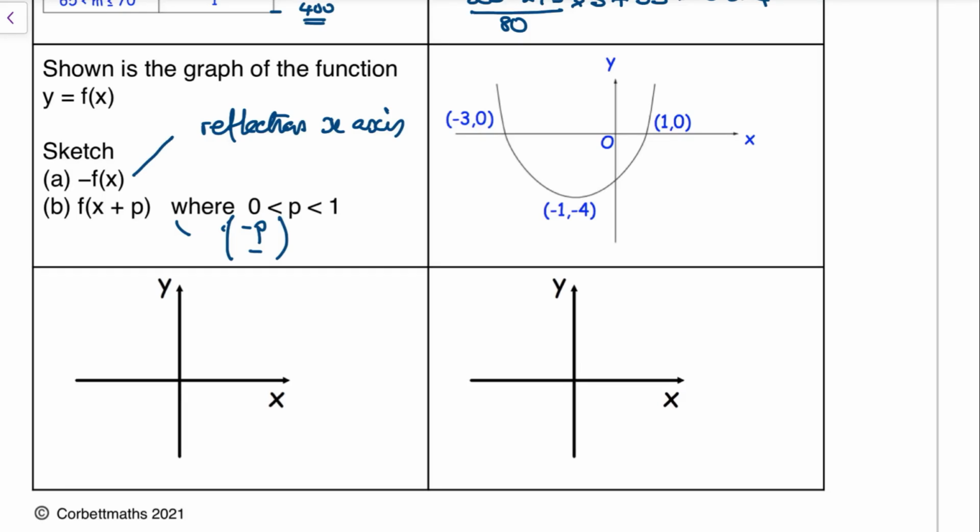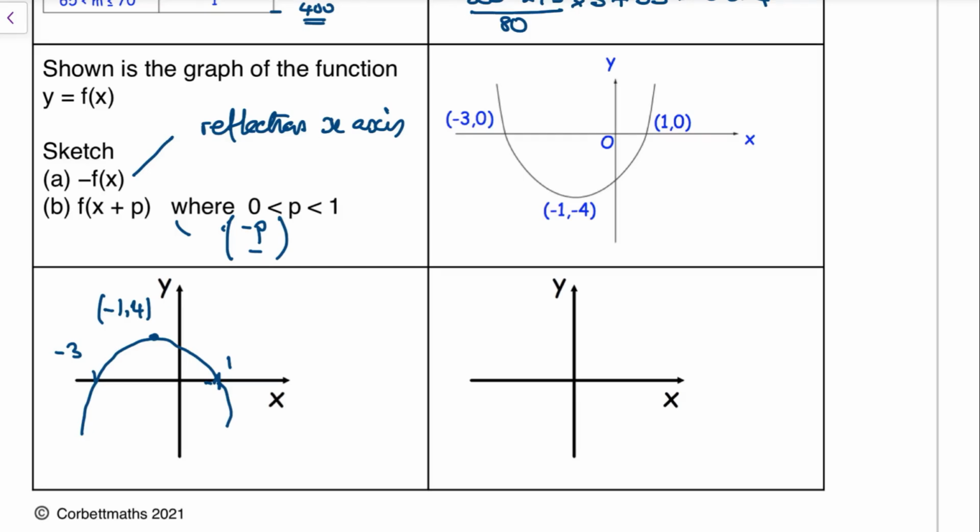So let's do these separately. The first one basically turns upside down, but keeps the x values the same. So let's try and get this graph properly. In other words, this stays at 1. This stays at minus 3. As long as you've got the numbers correct, don't worry too much about it not being super accurately drawn. And this goes, it's still minus 1, but it is now plus 4. First question done.